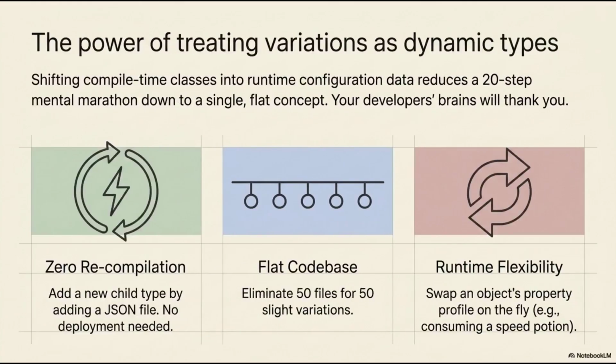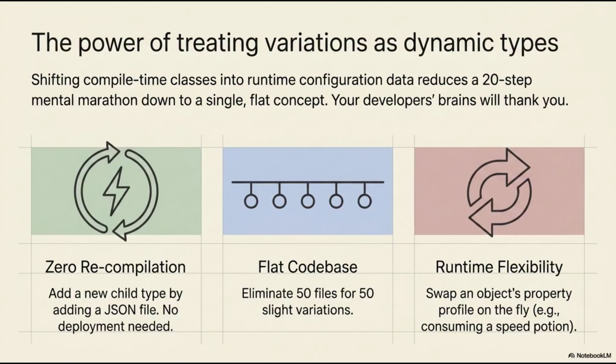Embracing the power of treating variations as dynamic types fundamentally transforms how we approach software development. By shifting compile time classes into runtime configuration data, we drastically reduce what might once have been a 20-step mental marathon into a single, flat concept. This simplification is something your developers' brains will genuinely appreciate. Let's look at the key advantages.